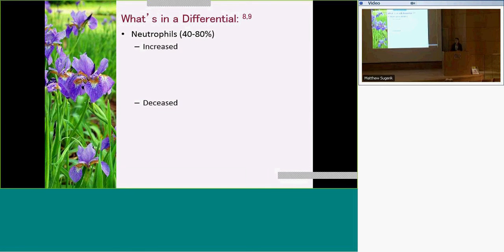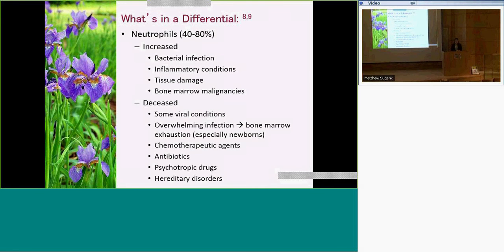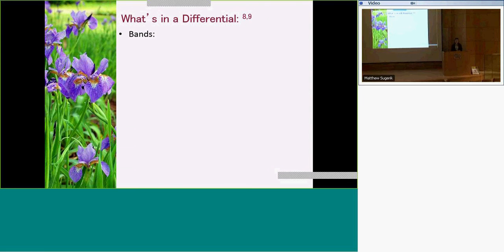We always seem to order a CBC with a diff, and I think we generally always look at one of 2 numbers. So let's talk about the differential real quick. Neutrophils we know and love. They're increased with bacterial infections, certain inflammatory things, tissue damage, bone marrow malignancies, and decreased with things like viral infections, or particularly in neonates just being overwhelmingly infected. Their bone marrow runs out of the ability to produce neutrophils. Chemotherapy, obviously, antibiotics, and drugs that I'm hoping we're not giving infants, and then hereditary things will decrease it.